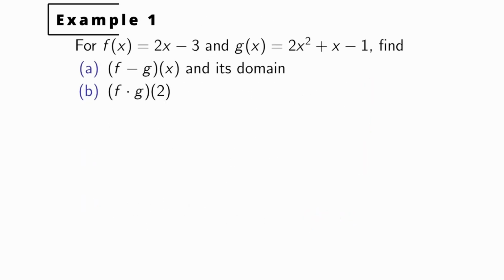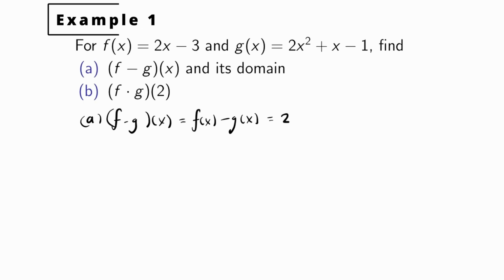Example 1. For f of x equals 2x minus 3 and g of x equals 2x squared plus x minus 1, find first f minus g of x and its domain, and then in part b, find the value of the function f times g at 2. So for part A here, we begin. F minus g of x is defined to be f of x minus g of x. And so we simply subtract the two functions.